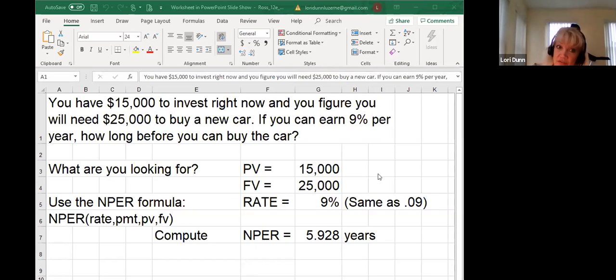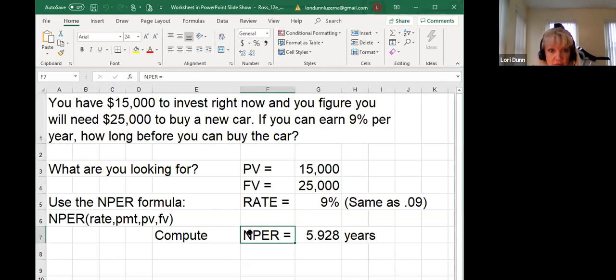So in Excel, if you're interested in using it, you have $15,000 to invest right now, and you figure you need $25,000 to buy the car. If you earn 9% per year, how long will it take you to buy your car? So NPER is the formula. N meaning number of periods, NPER. So that's the formula that you're calculating, the number of periods, or in this case, number of years. You would need to know your rate of interest, your PMT, which doesn't apply to the calculations we're doing, so you could just leave that blank, present value, and the future value.